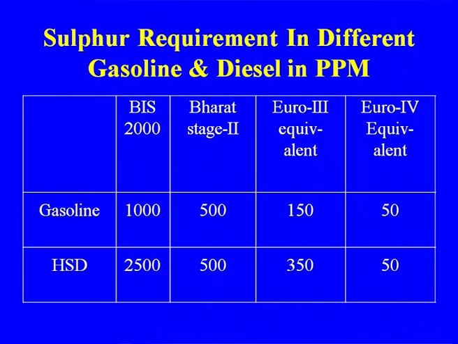I was telling why we are going for the desulphurization process. If you see these figures from 2000, the changes taking place: the BIS standard was 1000, earlier Bharat 2 was 500, Euro 2, Euro 3 150, Euro 4 50. So that is the level of sulphur that has to be maintained in the gasoline or the diesel. You see there is a lot of change in the standards. So this is one of the reasons why we are going for the recovery of the sulphur.